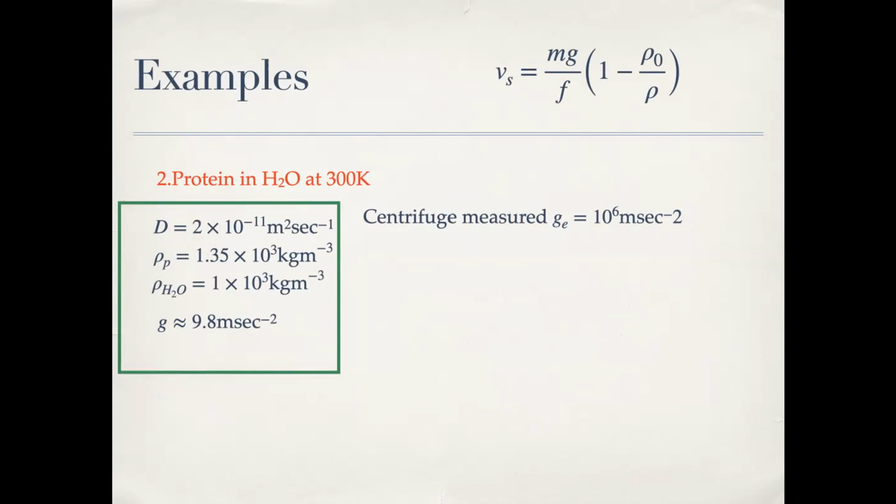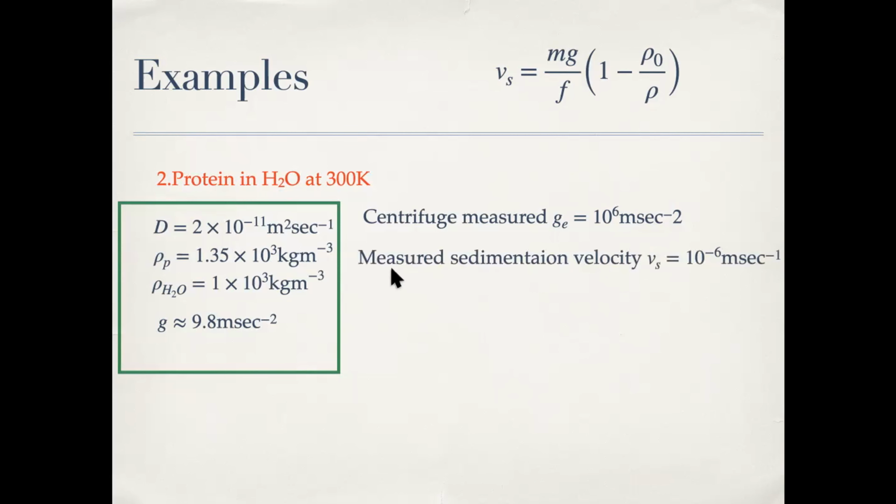The density is slightly different, and the density of proteins is very similar to the density of hemoglobin. And I will now look at what is happening with this mixture of water and protein in the centrifuge. The centrifuge's acceleration is 10 to the 6 meters per second squared. This is the Svedberg-like centrifuge.